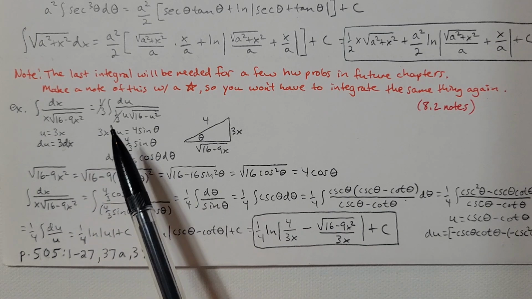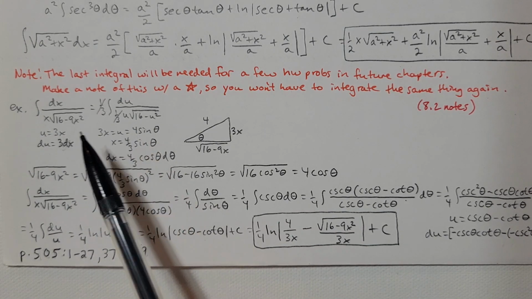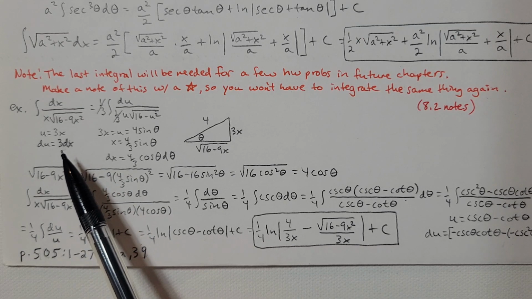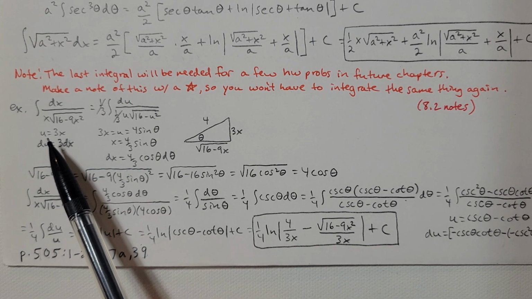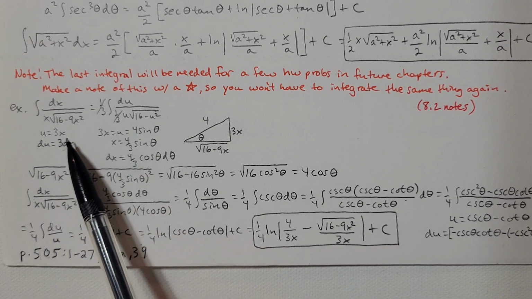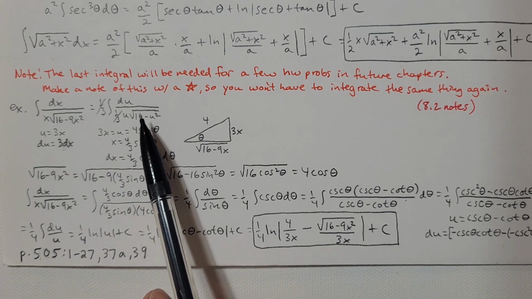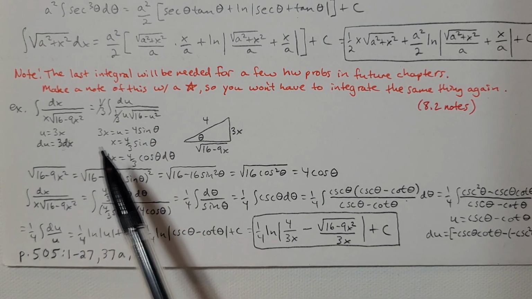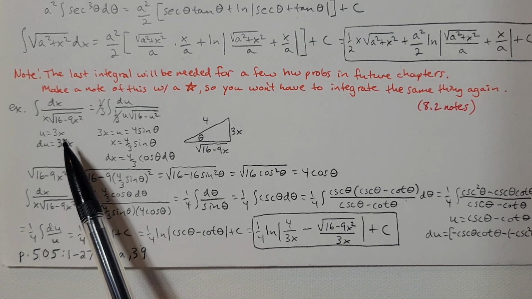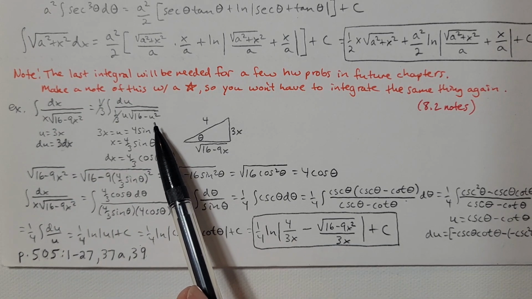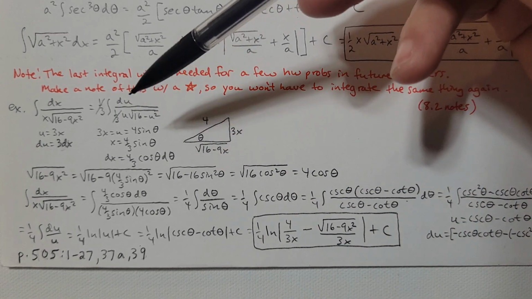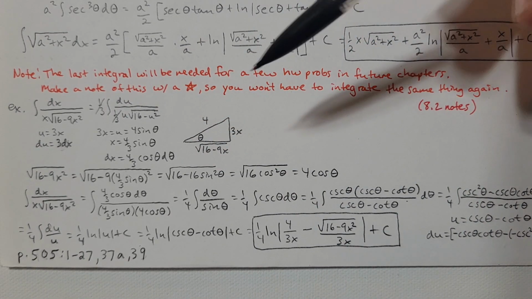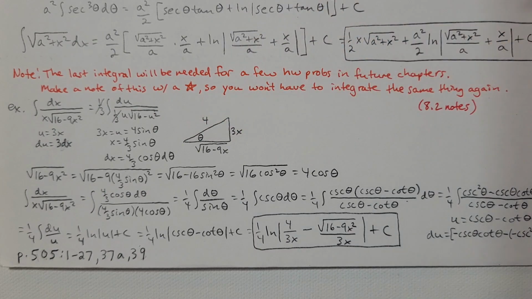You're going to have 1/3 times the integral of du divided by x, which is 1/3 u, right? And then times the square root of 16 minus, u is 3x, so 3 squared is 9, right? So you get 9x squared there. So the square root of 16 minus u squared. Okay, these 1/3s will cancel. So this is the integral that I need to find.